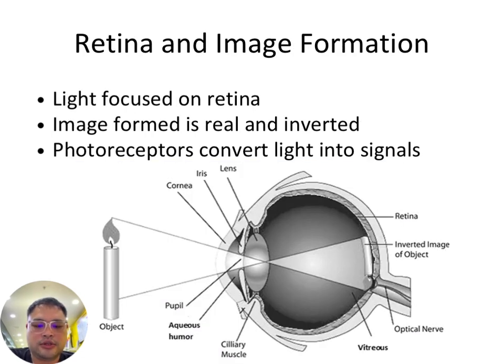Once light reaches the retina, it finally forms an image. The image formed there is actually real and inverted, like upside down. Our brain flips it the right way so we see things normally. Inside the retina, there are photoreceptors, like rods and cones, that change light into electrical signals, and these signals travel through the optic nerve and then to the brain.